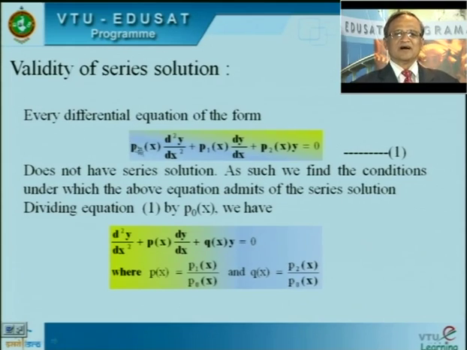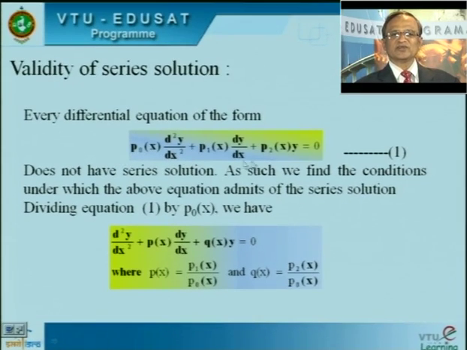Then you may ask, how do we check whether the given differential equation has a series solution or not? As such, we find the conditions under which the above equation admits of a series solution. We will come to know the condition.